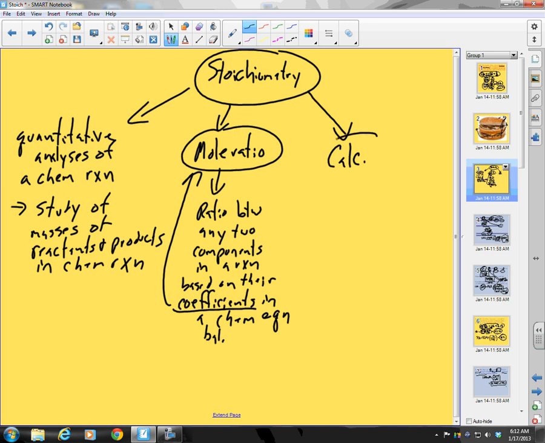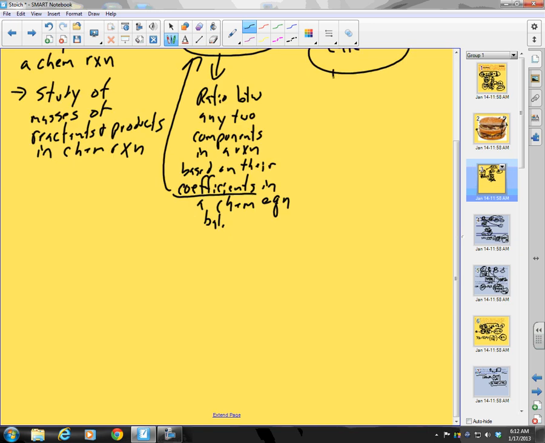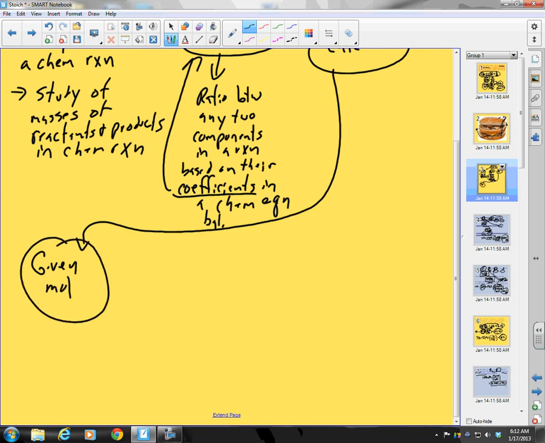Calculations with stoichiometry. And I'm going to do this a little differently. I'm going to go with what's given. So let's say we are given moles. What's the process? If we're given moles, what are we going to do? Hey, we're going to take moles of our given, and we're going to convert to moles of desired.